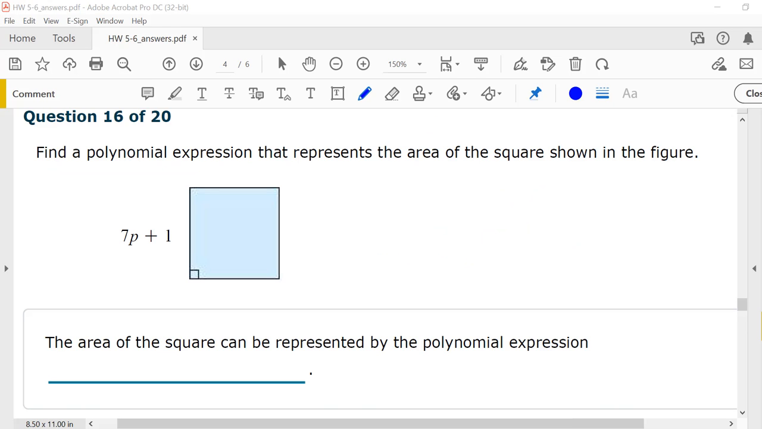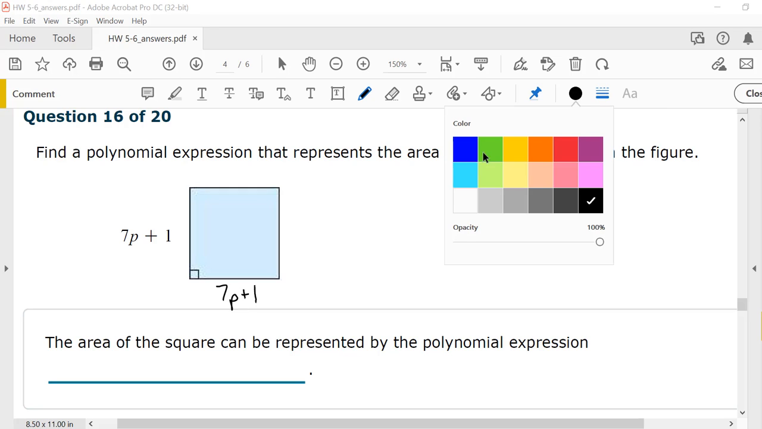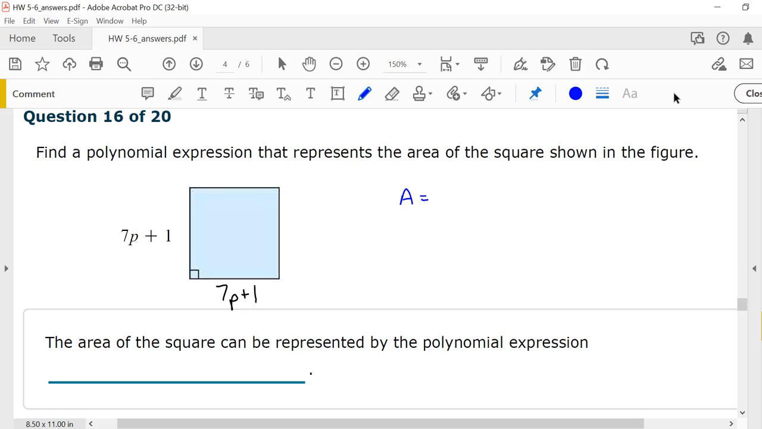Number 16, find a polynomial expression that represents the area of the square shown in the figure. Okay, remember that in a square, all 4 sides are the same. So this one down here is also 7p plus 1. To find the area of a square, you're going to do base times height. So that's going to be 7p plus 1 times 7p plus 1.